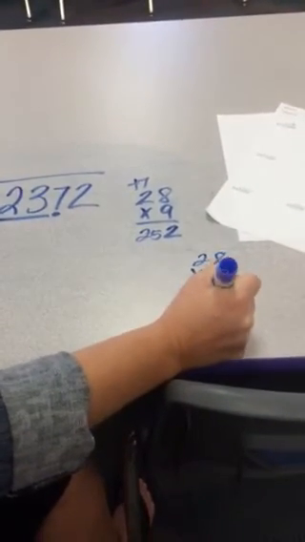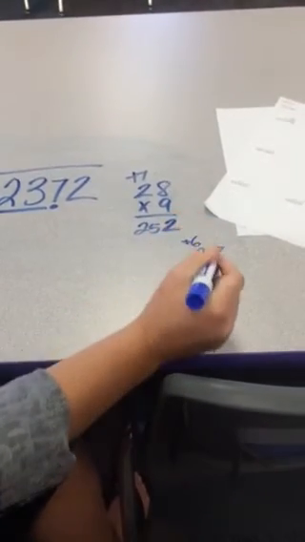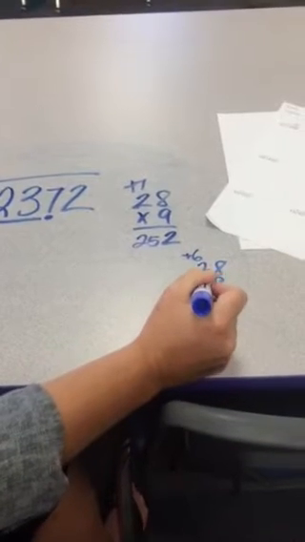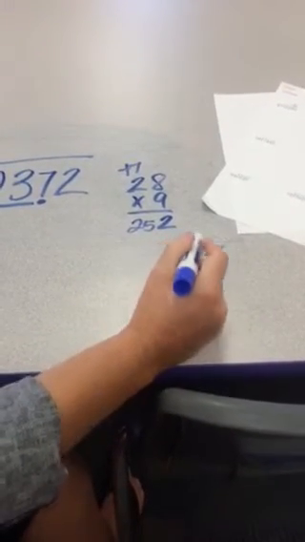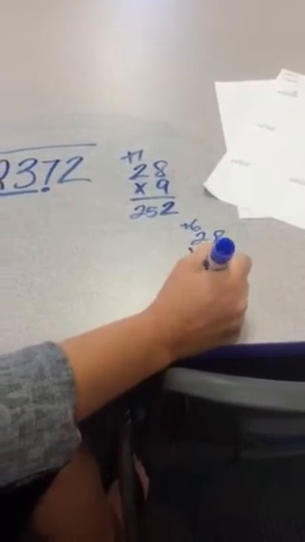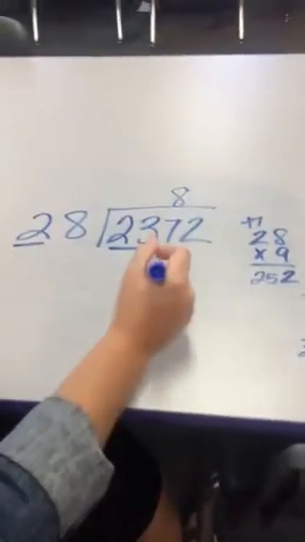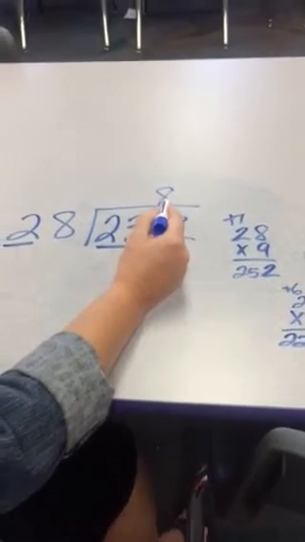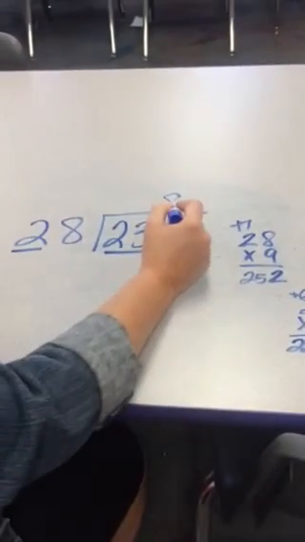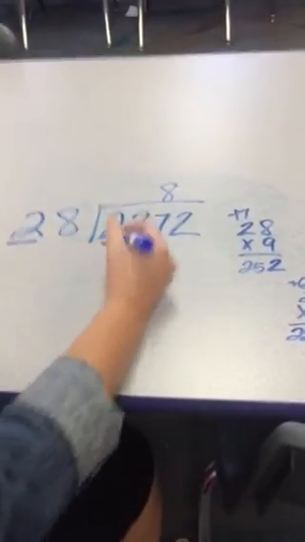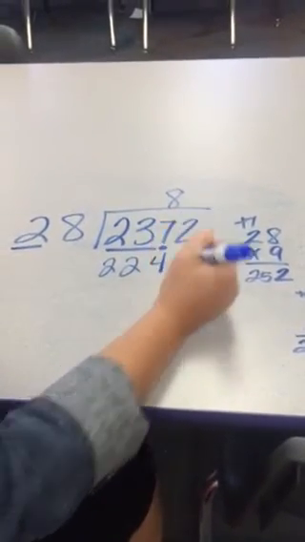8 times 8, 64. 4 goes down, plus 6 goes up. 8 times 2 is 16, plus 6, I get 22, 224. That'll do it. So I'm going to put an 8 on the roof, which means I just divided. Now I'm ready to multiply. 8 times 28 is 224.